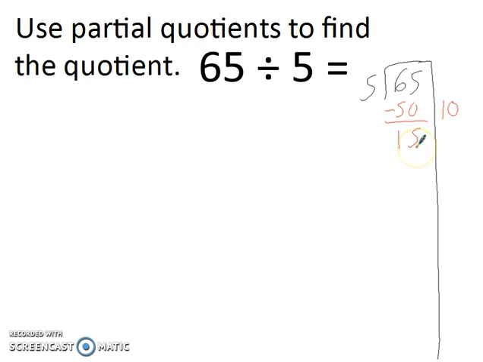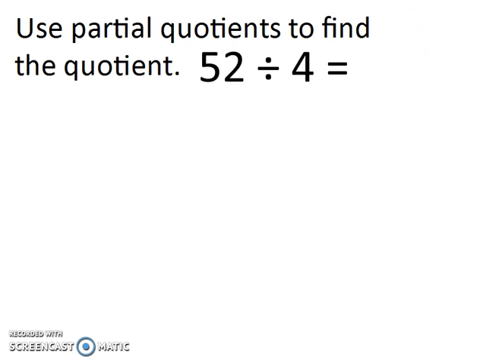Now it gets to a part where you have to decide if you know something. Do you know how many 5s go into 15? 5, 10, 15. Most people would know that's 3. And 3 times 5 is 15. And I subtract, I'm at 0. These numbers that we put on the outside, you're going to add them together. And there's your answer.